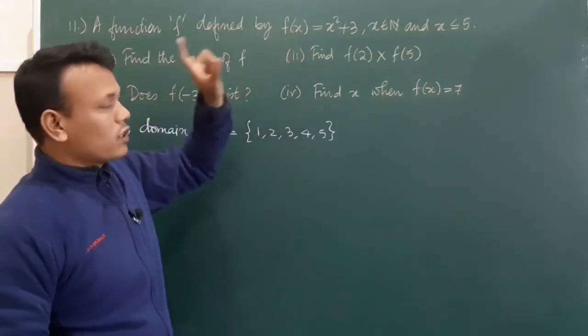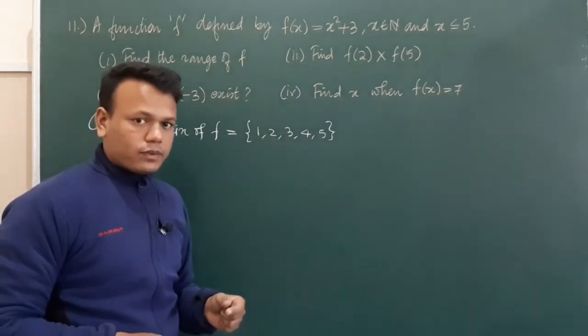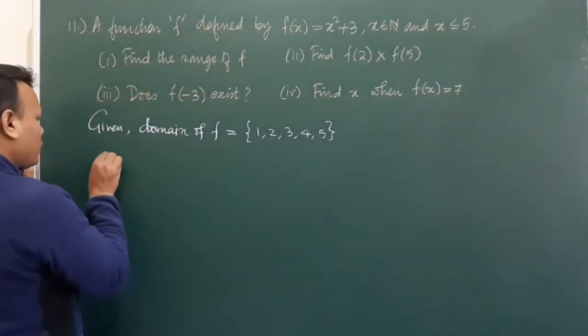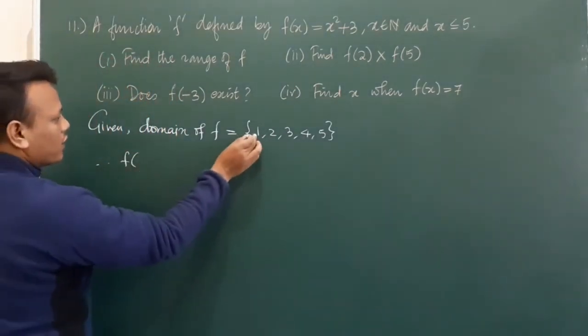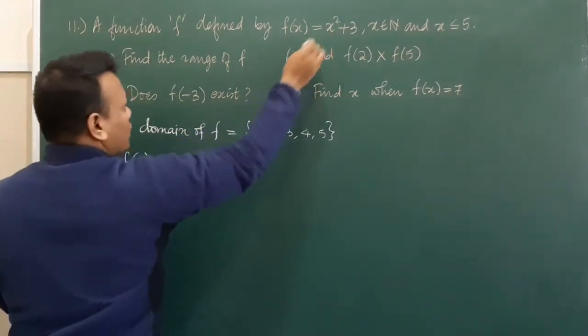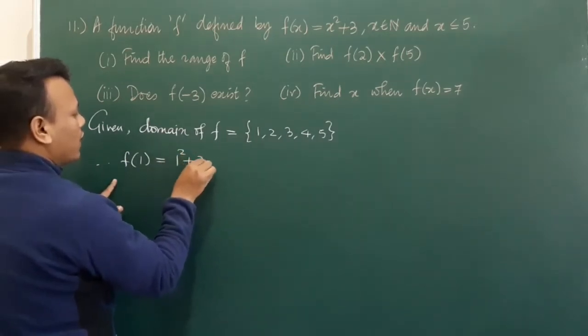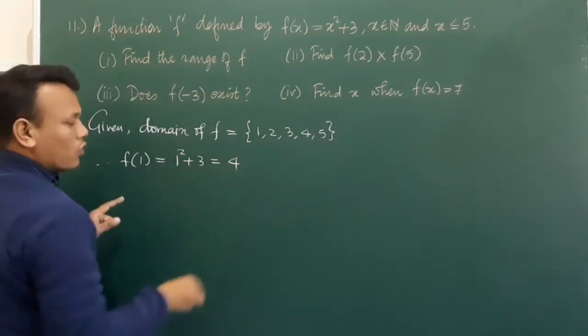Let's see what are the different values of f(x) for different values of x. The first value for x is 1. So f of 1 turns out to be 1 squared plus 3, and how much is this? This is 4.